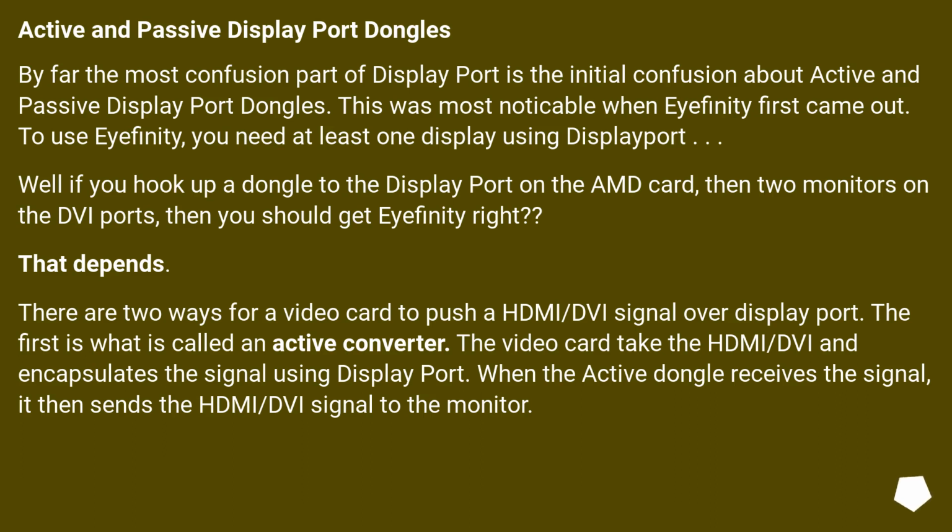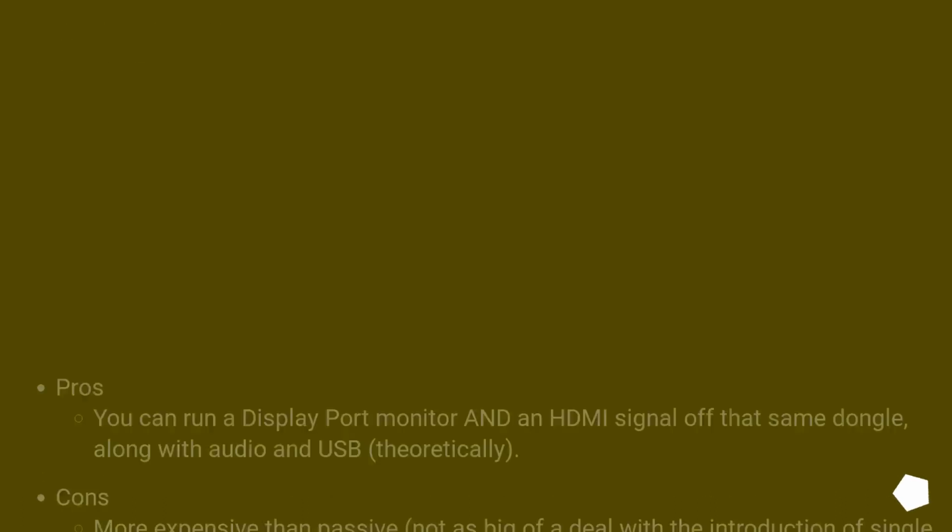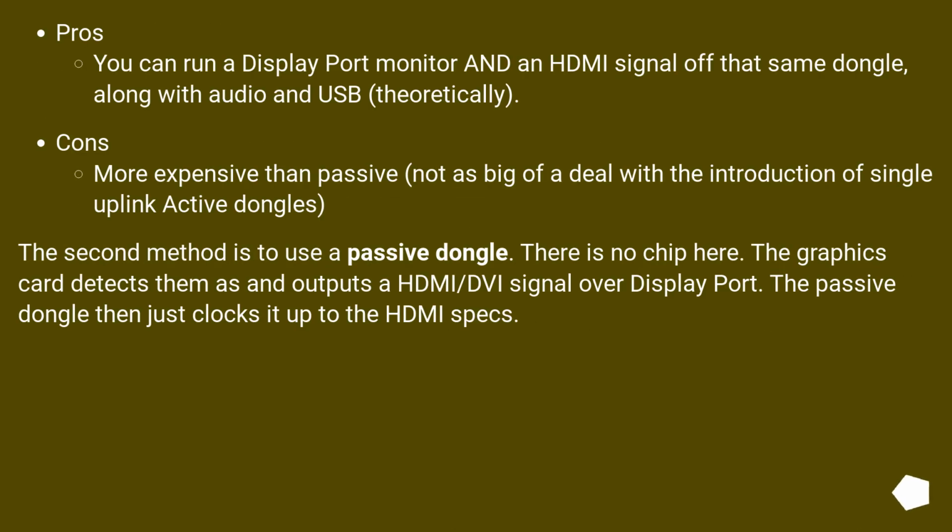That depends. There are two ways for a video card to push an HDMI/DVI signal over DisplayPort. The first is what is called an active converter. The video card takes the HDMI/DVI and encapsulates the signal using DisplayPort. When the active dongle receives the signal, it then sends the HDMI/DVI signal to the monitor. Pros: you can run a DisplayPort monitor and an HDMI signal off that same dongle, along with audio and USB, theoretically. Cons: more expensive than passive, not as big of a deal with the introduction of single-uplink active dongles.